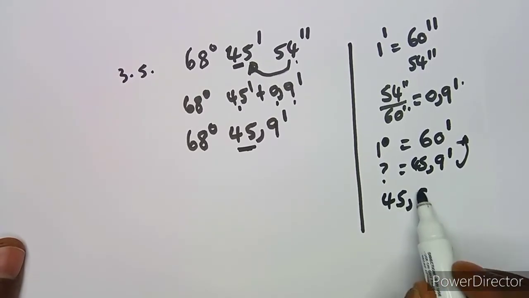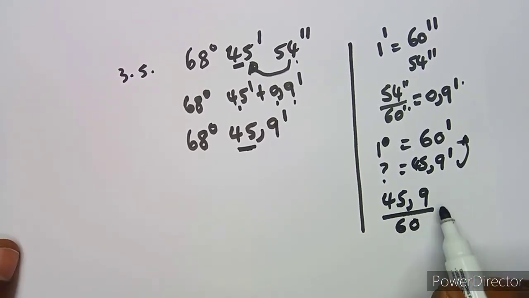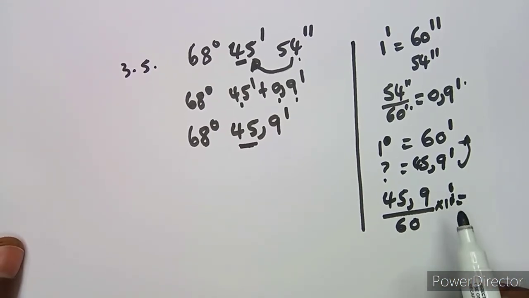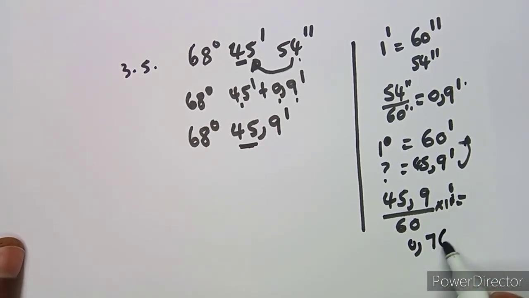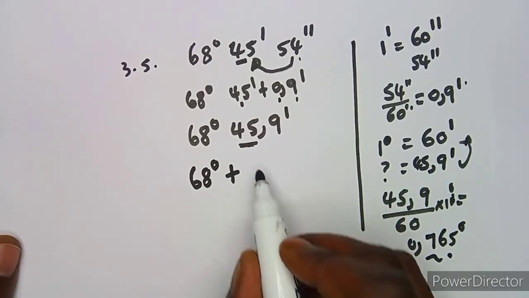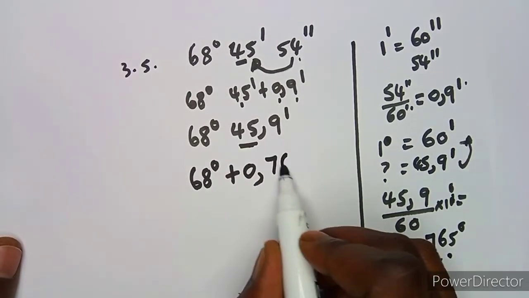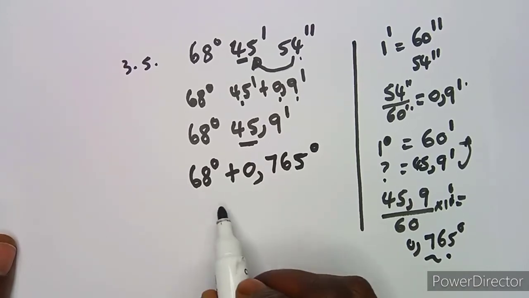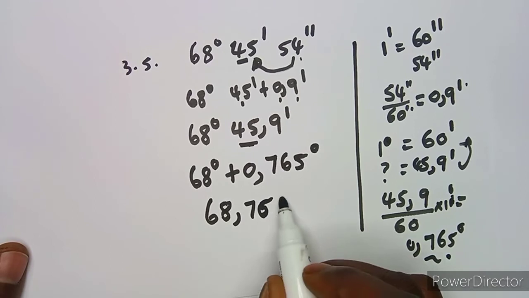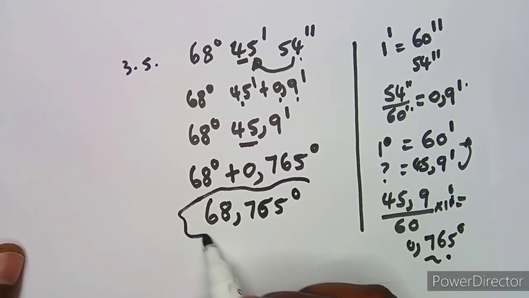So it's 45,9 divided by 60 times 1 degree. So it's gonna be in degrees now, which is 0.765 degrees. So this is now in degrees. So we can add it to 68 degrees now, which is 0.765 degrees. You add the degrees, which is gonna give you 68,765 degrees.